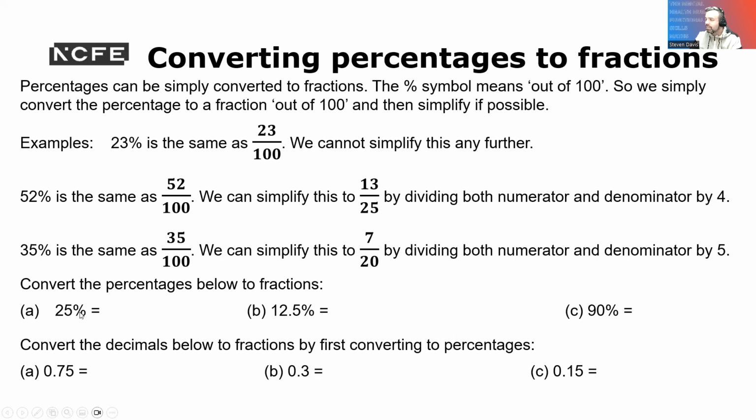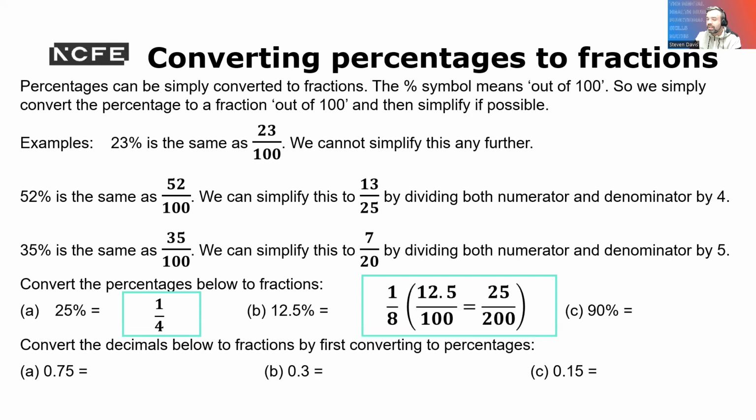So 25% is the same as, so 25 goes into 100 4 times, since it's a quarter. 12.5, so here we've got an eighth, so 12.5 over 100 equals 25 out of 200. Okay, so it's getting a bit more complicated. 90% is 9/10. And then if we convert the decimals below to fractions by first converting to percentages, that would be 75% there, because 0.75 is 75%. We then do 75% is equal to a fraction of a quarter, 3/4.